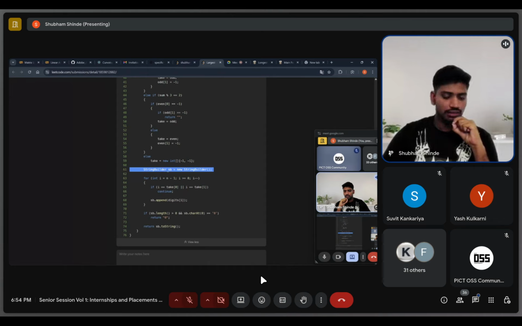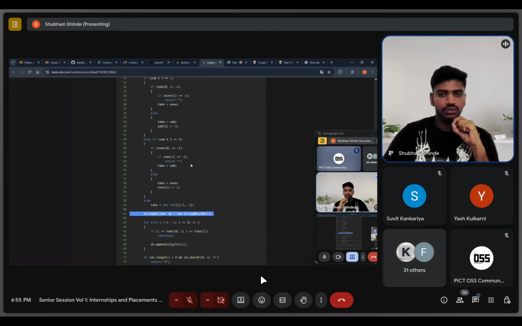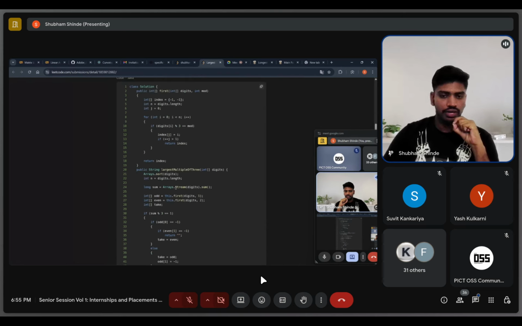Because this tiny thing can also mess up your interview. If he asks you about StringBuilder and you are not able to tell about it, this will be treated as a negative impact. So you have to keep this kind of thing in mind.